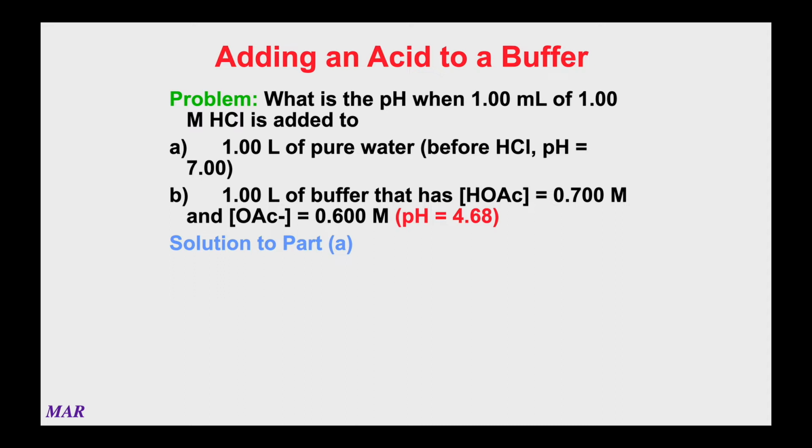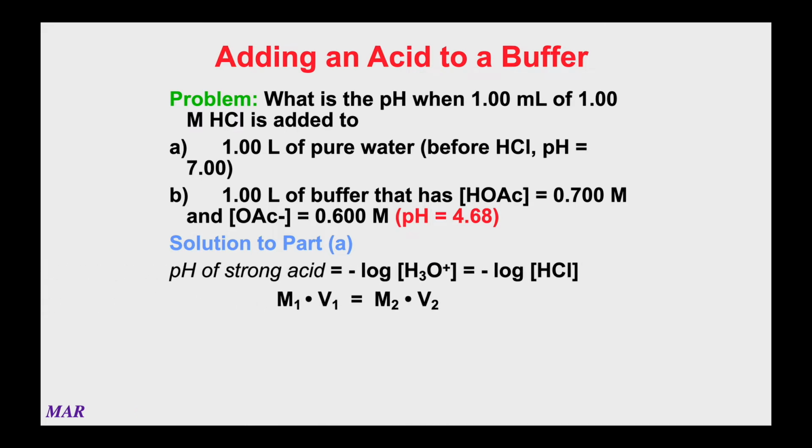So anytime you have a strong acid being added to pure water, you need to find the concentration of the hydronium in the final solution. And what I would use here is M1V1 equals M2V2. We start with 1.00 moles per liter HCl, and we're taking 1 milliliter of it out. We want to solve for the new concentration, M2, and the total volume is now going to be 1,001 milliliters. 1 liter is 1,000 milliliters plus the 1 milliliter we already had. That's where the 1,001 came from.